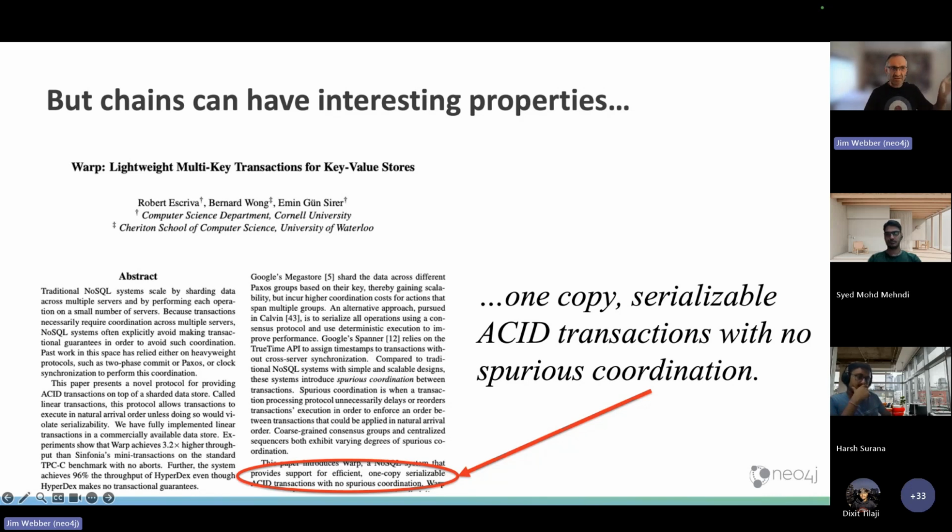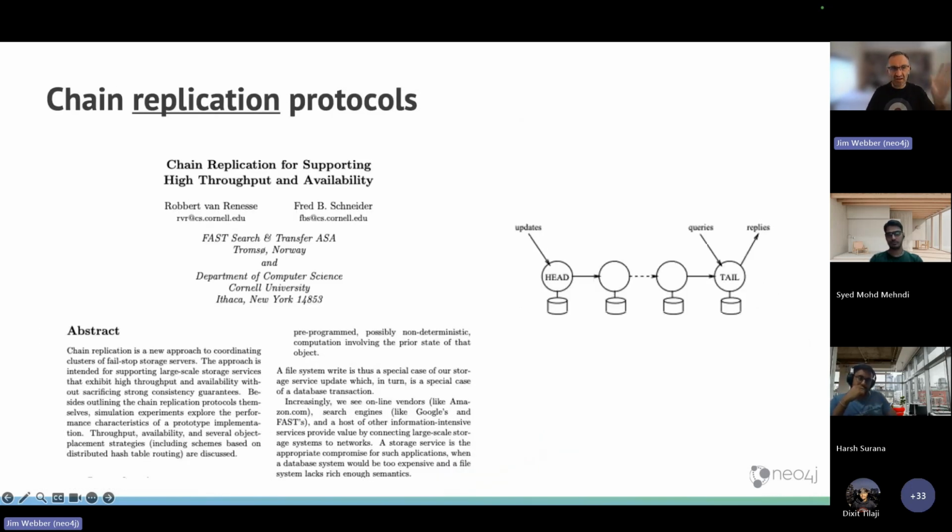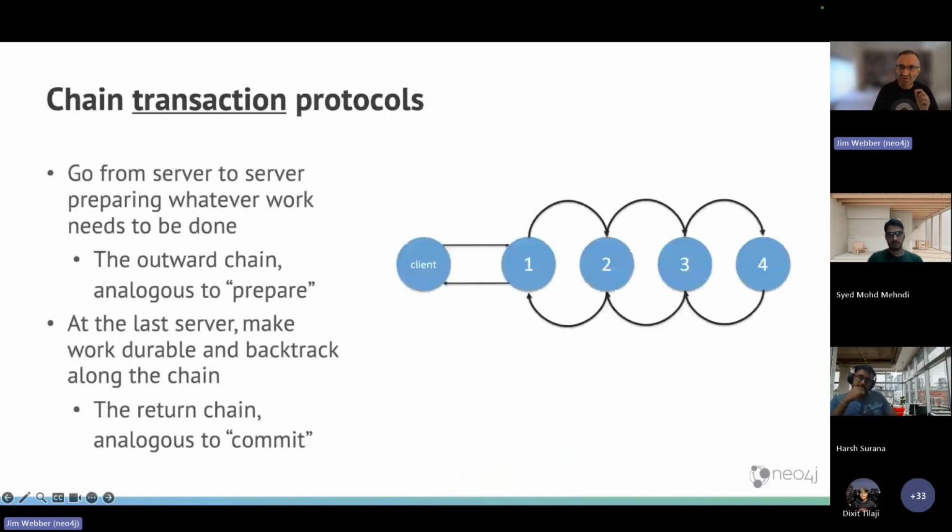So you can take this replication idea and you can turn it into this transaction protocol idea. So on the outward bound, you go across all the machines, telling them, hey, can you do this? Can you do this? Can you do this? And on the way back, you say, okay, commit, commit, commit. So this is nice, right? This is kind of analogous to a commit. And you might even say that.